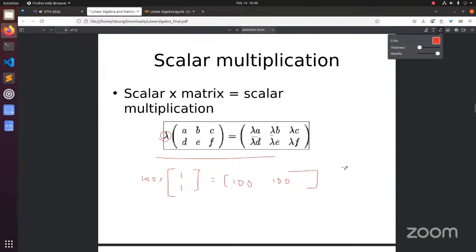Is this the correct answer? No, sir. Can you tell me why you said that this is not a correct answer? Sir, the left hand side has 2 rows, but the right hand side has 1 row. Right. So the size of this matrix is 2 cross 1, and the size of this matrix is 1 cross 2. What kind of a multiplication is this, that by multiplying you change the size of the matrix entirely?